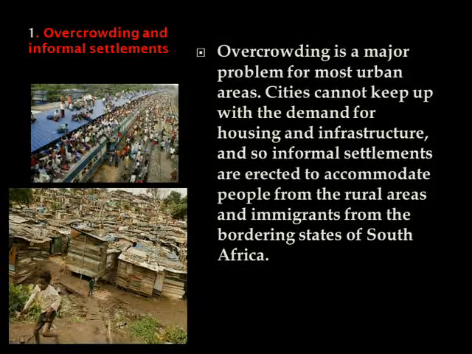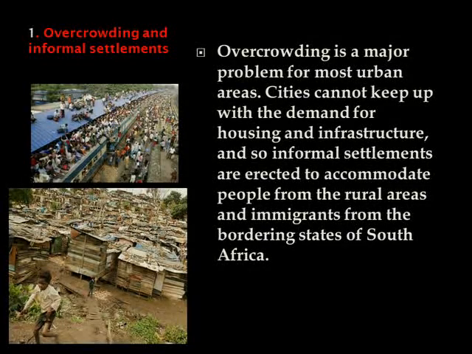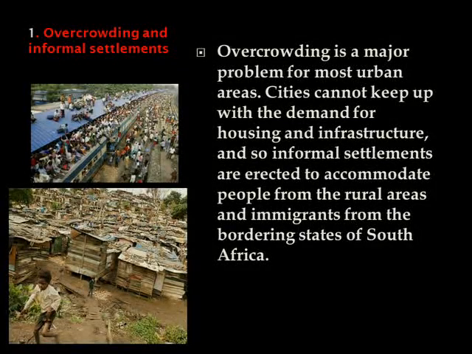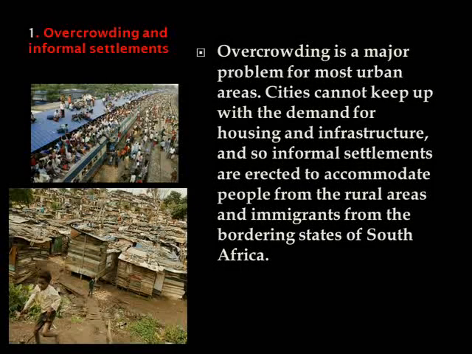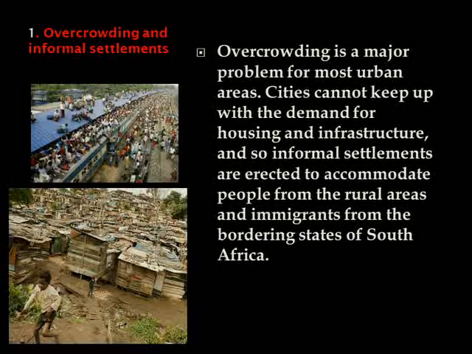It says overcrowding is a major problem because cities cannot keep up with the demand for housing. Obviously, because of overcrowding, there's shortage of housing, there's shortage of infrastructure. The result is that there are informal settlements. They are erected to accommodate people from the rural areas and immigrants from the bordering states of South Africa. So this is problem number 1. We said it's overcrowding and the informal settlements.